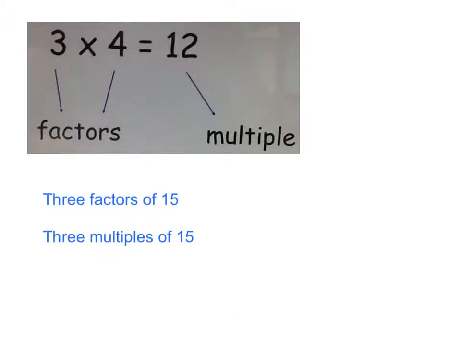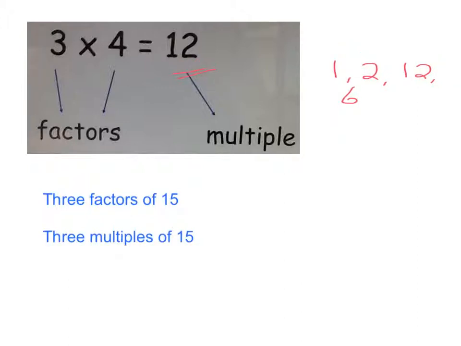So we're going to start off having a look at factors and multiples. A number like 12 has got different factors. In this case, 3 and 4 we can see are factors of 12 because 3 times 4 makes 12. Now of course 12's got other factors like 1 and 2 and 12 itself and 6. They're all factors because they're all numbers that when multiplied together they make 12.